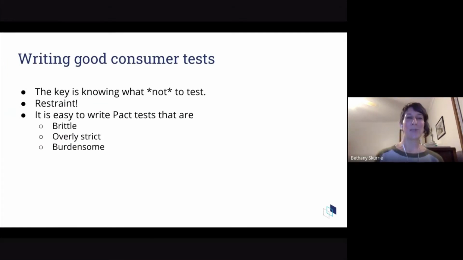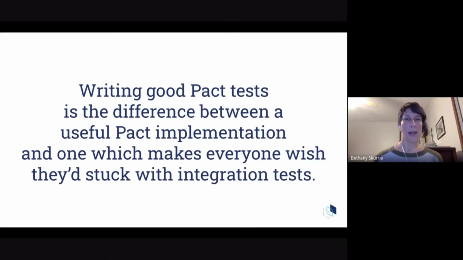One of the keys to writing good consumer tests is actually knowing what not to test. Restraint is really, really important because it is very easy to write Pact tests that are brittle and overly strict and burdensome. And those are all the things we're trying to escape by using Pact. We don't want to be back in the integration test hell. Writing good Pact tests can be the difference between a really good Pact implementation and one which makes people wish they were just back in the old end-to-end test world.